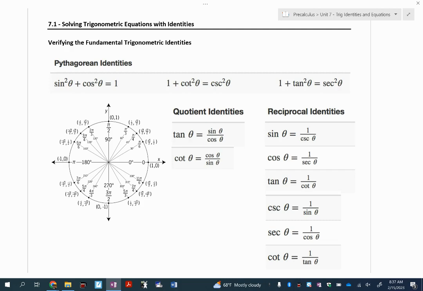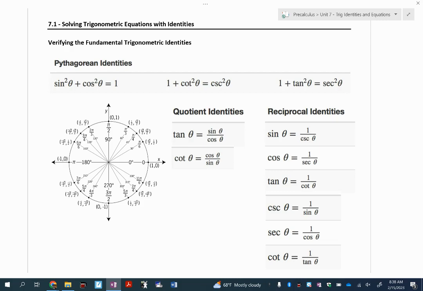We've got our quotient identities, which we've already talked about: tangent, but there's also cotangent. You can see it's the reciprocal. And then we have already talked about the reciprocal identities. We're going to use all that information to help us make one of the sides of the equation look like the other. We will have a quiz over these identities before we take a test on this unit, so you will have to have these memorized before we sit down and take the big summative test.